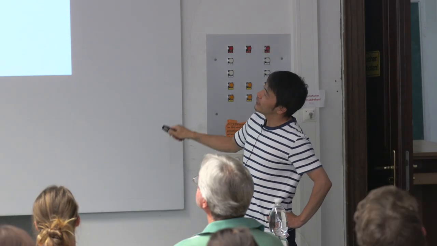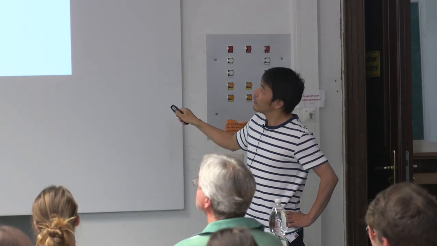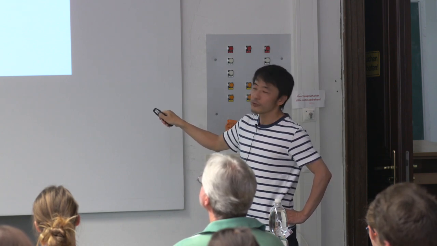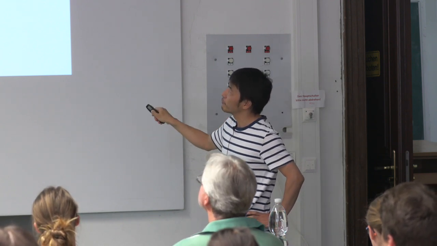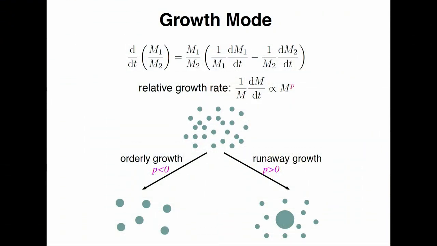So if P is negative, so if this is a decreasing function of the mass of this growing body, then if initially M1 is larger than M2, the right-hand side of this equation becomes negative, right? So the mass ratio tends to unity. In other words, they all grow equally.